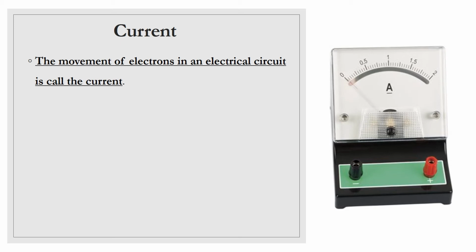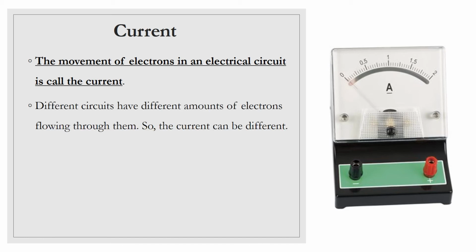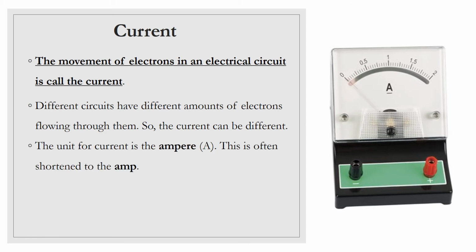And the unit for current is the ampere, often shortened to the amp. As I just said, there are different circuits with different amounts of electrons. And if you give an answer saying 1 amp, you can say 1 capital A. But we'll go into that in a lot more detail in the coming days. But just know what the unit is.